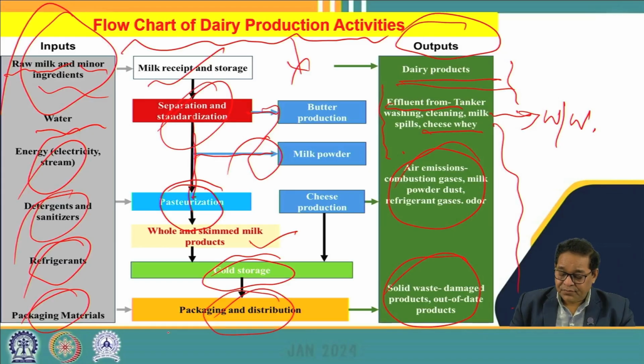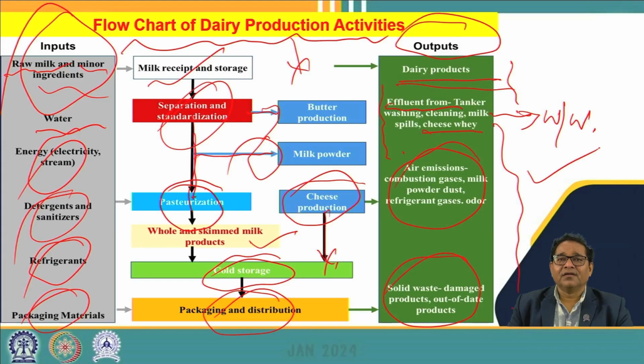And then there is the cheese production. There is a parallel process going on, which produces cheeses. So all these products which are generated in the production process, like butter, milk powder, cheese, and whole and skimmed milk, all this material goes to the cold storage, where it is stored and finally goes for packing and distribution. So this slide basically explains the various processes involved, the various unit operations, and how these different dairy products are produced.